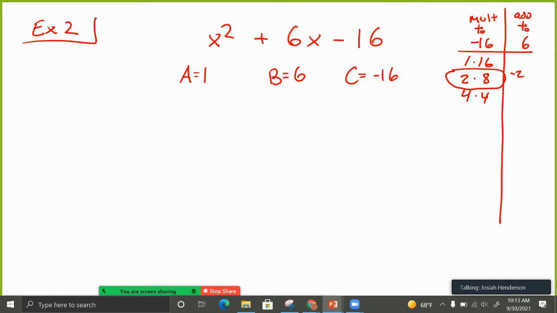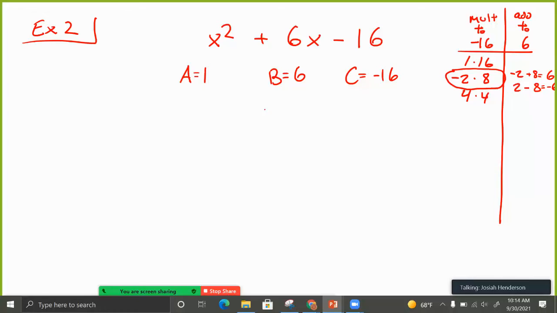You can do it in your head, or you can do some work to the right. Negative 2 plus 8 or 2 minus 8. We're trying it out both ways with one of them negative each time. And the first one gives us the positive 6. So we'll make our 2 negative and our 8 positive.